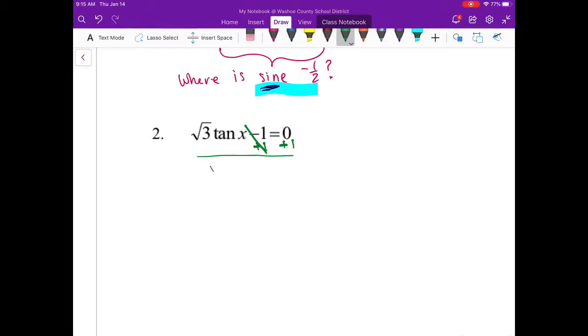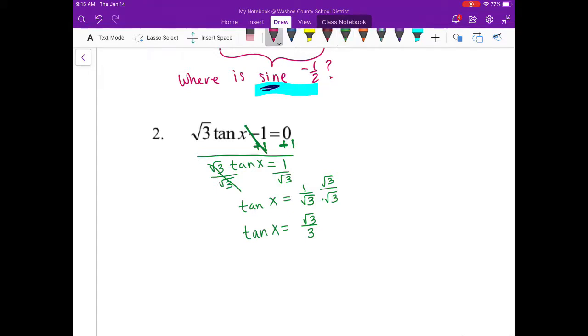That leaves me with square root of 3 tangent of x equals 1. Then I'm going to divide by the square root of 3: tangent of x equals 1 over root 3. And then we have to rationalize the denominator, or multiply both the denominator and numerator by square root of 3 over 3, because we don't like radicals in the denominator. So square root of 3 in the numerator and then 3 in the denominator.